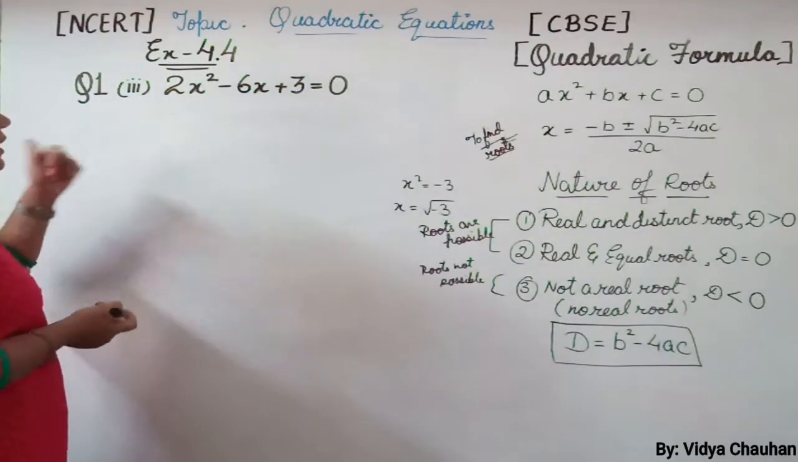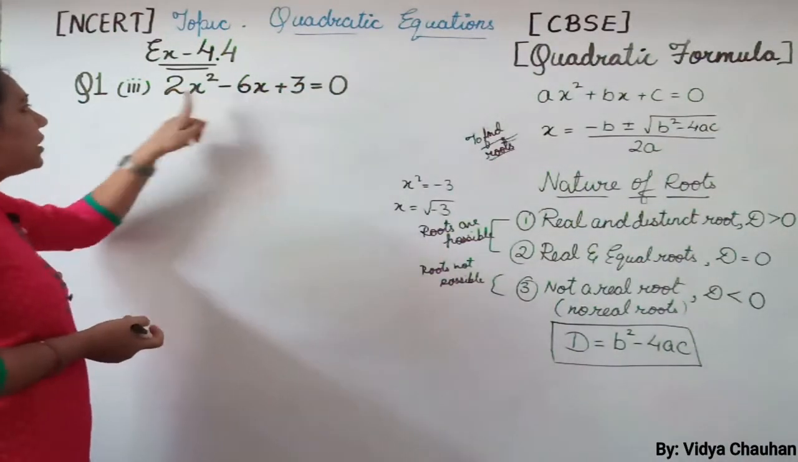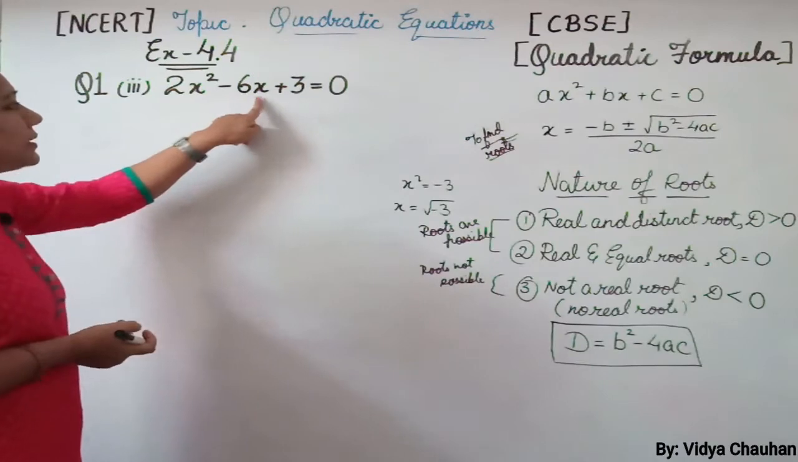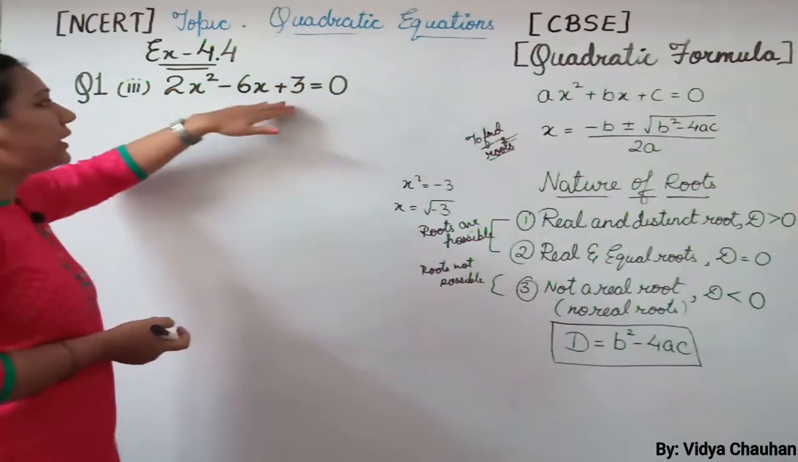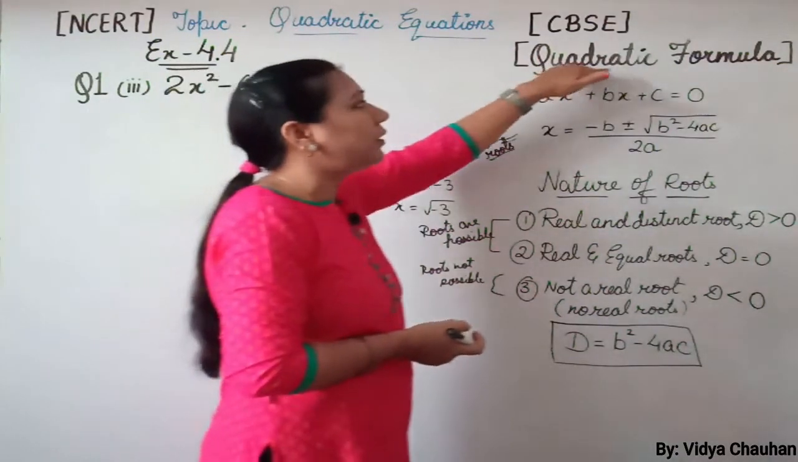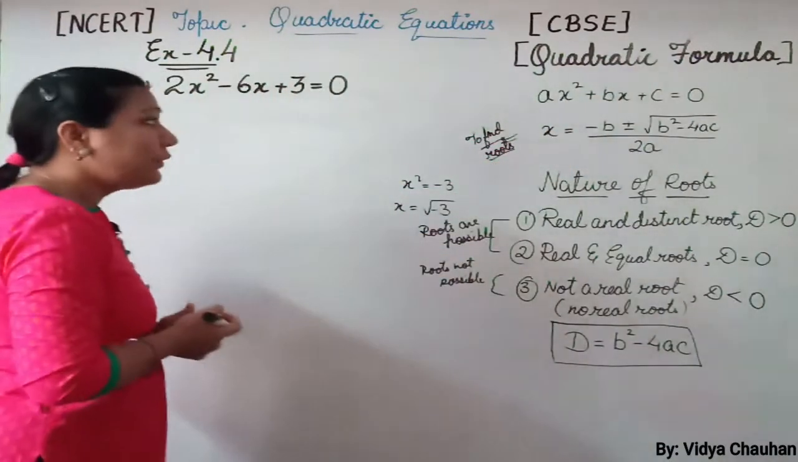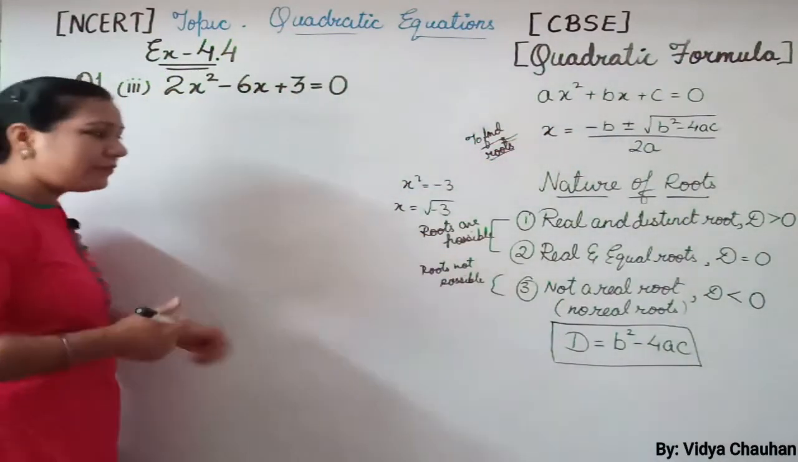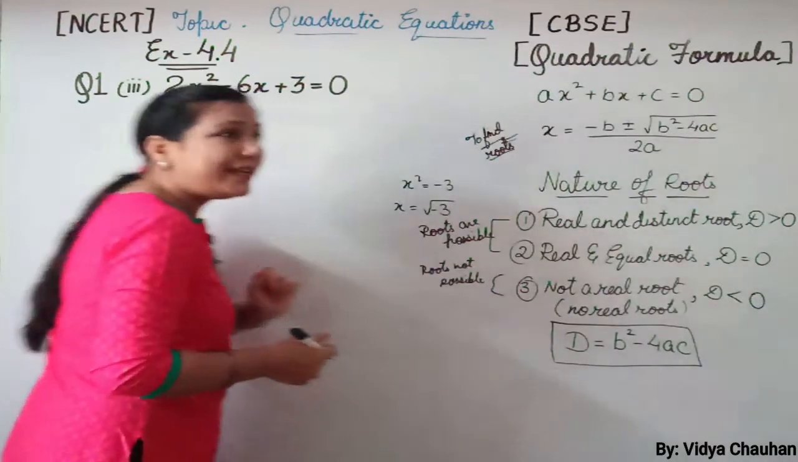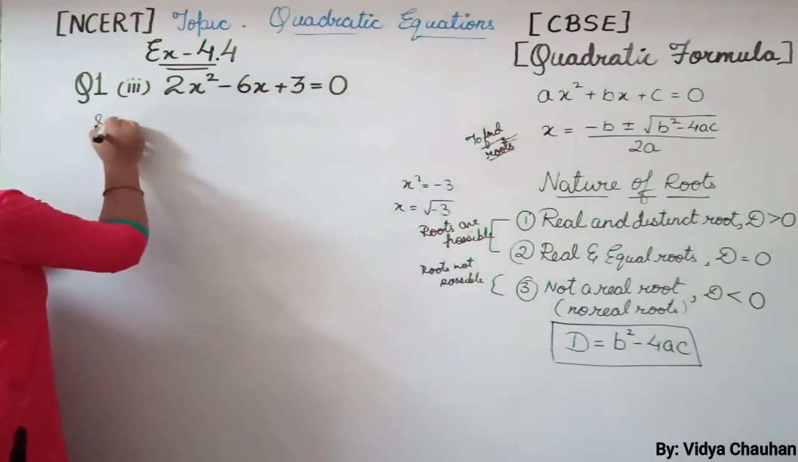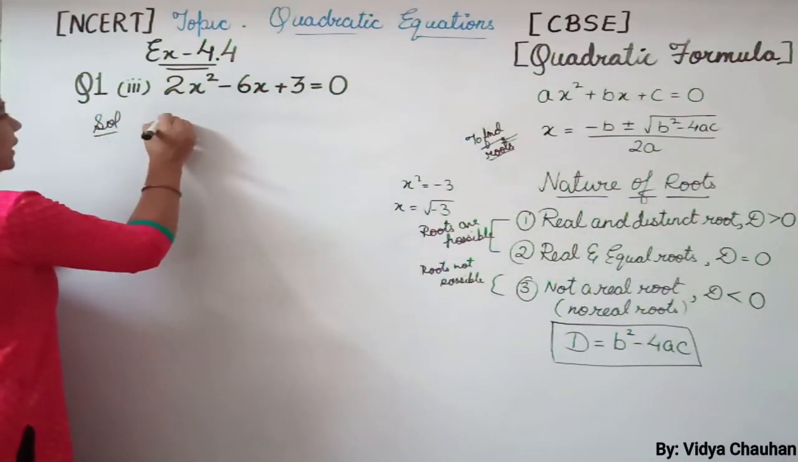Now moving forward, I have taken an example here from your NCERT 4.4, question number 1, third part. The equation is 2x square minus 6x plus 3 equals 0, and it is said to solve this by the quadratic formula method. So very first, what do we have to do? Yes, we have to find the value of D. So let us start the solution and find the value of D.